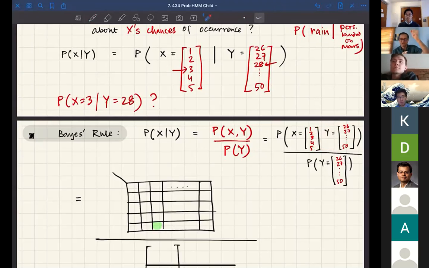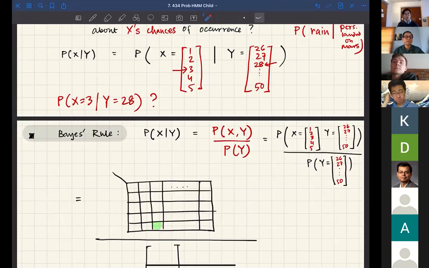X equals 3, Y equals 26. X equals 3, Y equals 27. X equals 3, Y equals 28. X equals 4, Y equals 26. X equals 4, Y equals 27. I want a complete understanding of what are the probabilities of each of these two things happening.